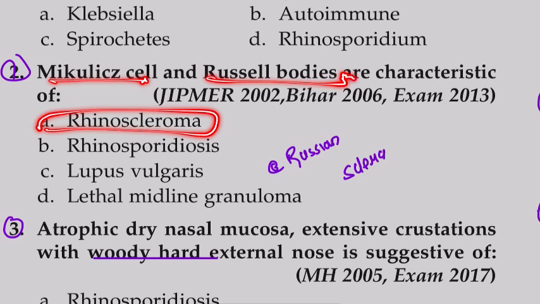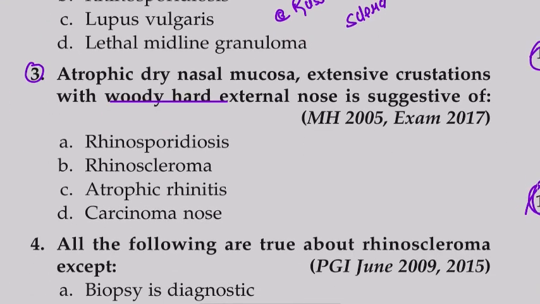Now moving further, atrophic dry nasal mucosa with extensive crusting and a woody hard external nose is suggestive of what? Here it is talking about a woody hard nose, and the crusting is extensive. So here it is rhinoscleroma. A woody hard nose is diagnostic of rhinoscleroma.